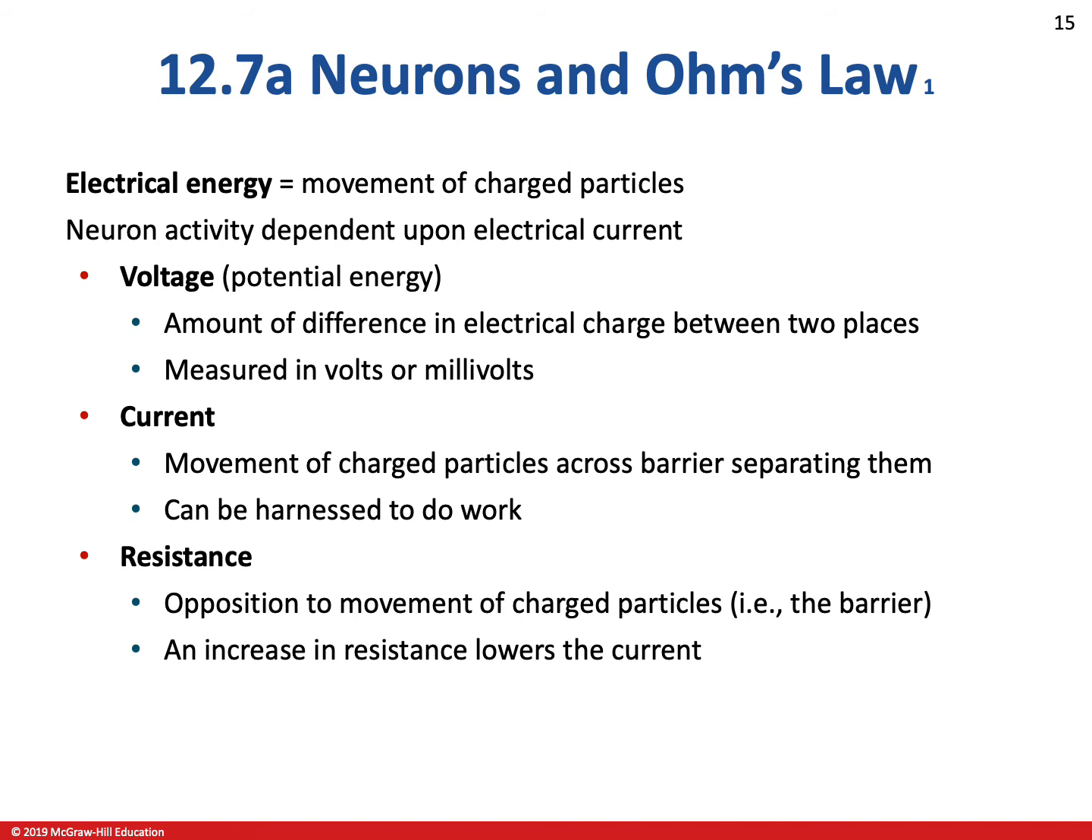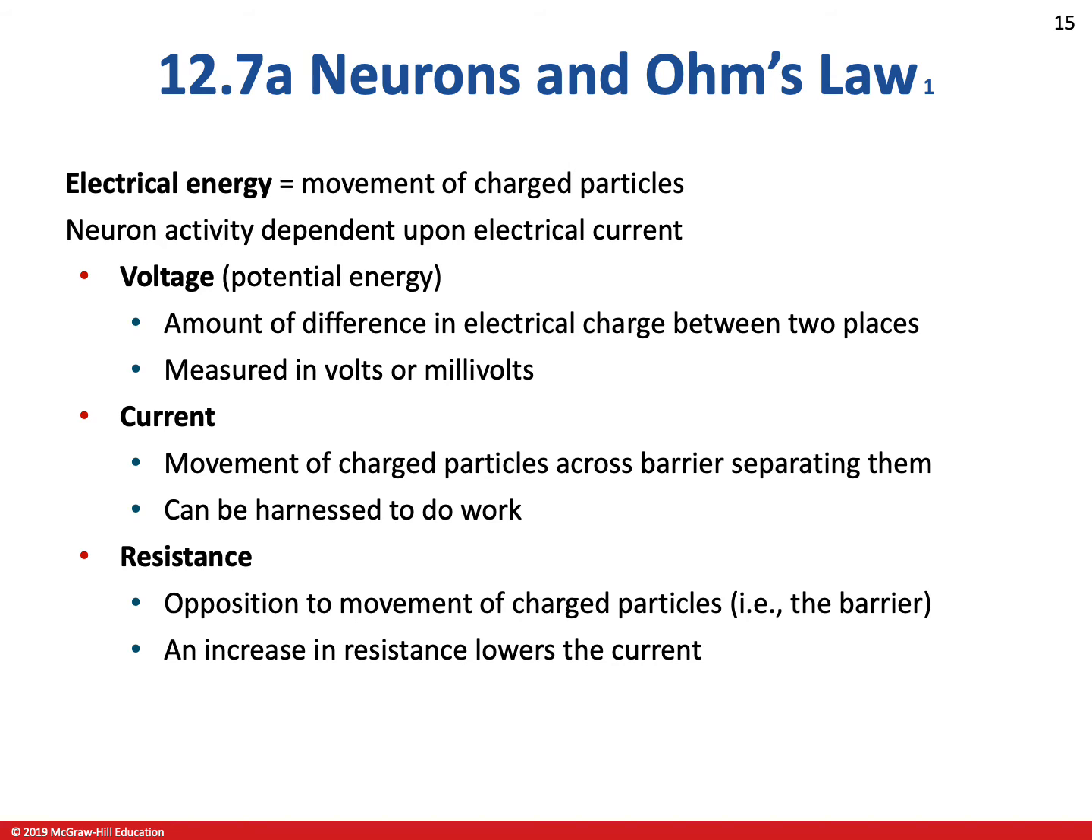Now, I want to talk about electrical energy. Electrical energy is the movement of charged particles, and that is the only usable form of energy which is available to do work. Neuron activity is dependent upon electrical energy, specifically electrical current. Here we have three different parts. One of them is called voltage, one of them is called current, and the other one is resistance. The voltage is the measure of the amount of difference in electrical charge between two areas and represents potential energy. The unit is volt or millivolt.